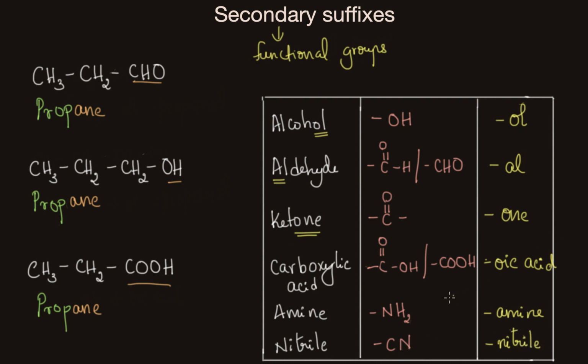So as I told you, there are many other functional groups, so let's not worry too much about that in this video. Now knowing these suffixes, let's try to name these compounds. So in the first compound, you can see the functional group present is CHO. And what is the suffix we use for CHO? We know that CHO is aldehyde, and the suffix we use for aldehyde is al.